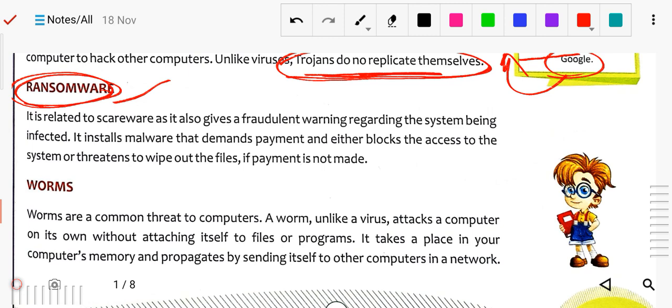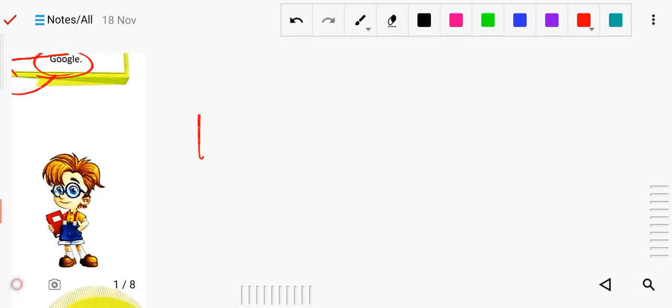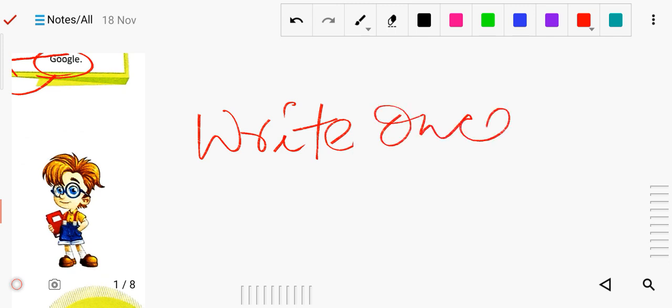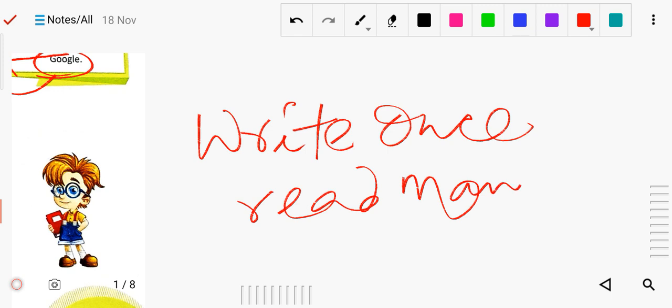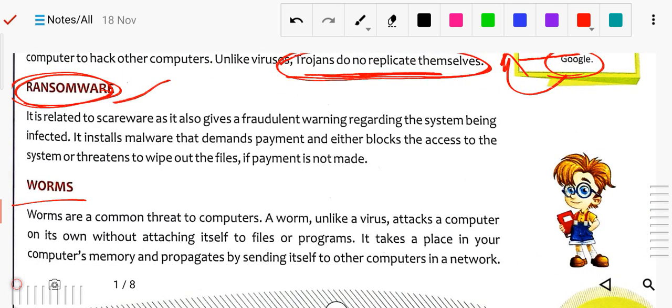Next we have the worms. So what is the full form of worms? Worms stands for write once, read many. So this is the full form of worm: write once, read many. It will be written once and it will be read many times.